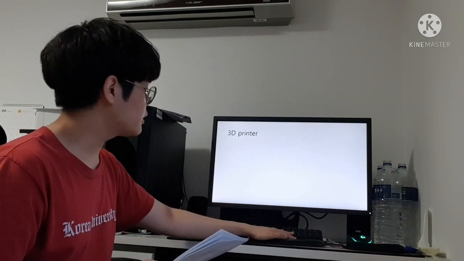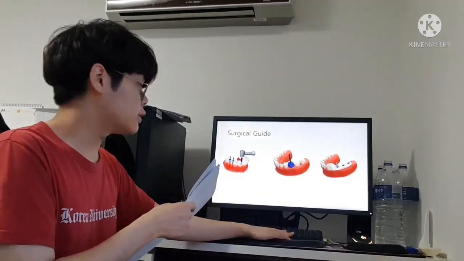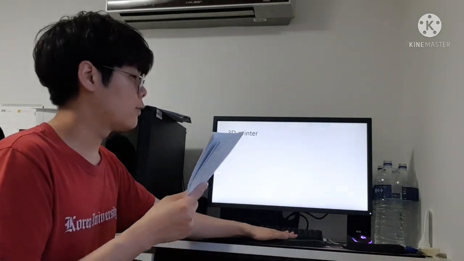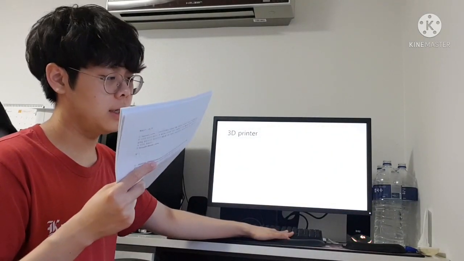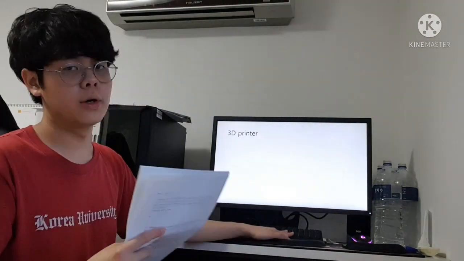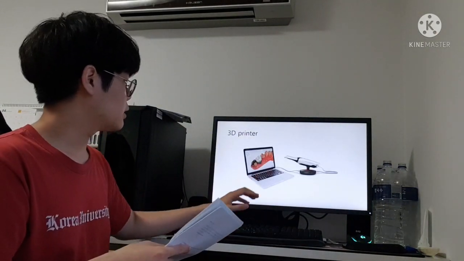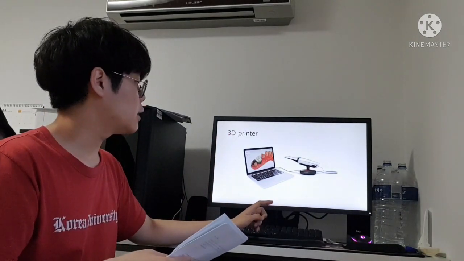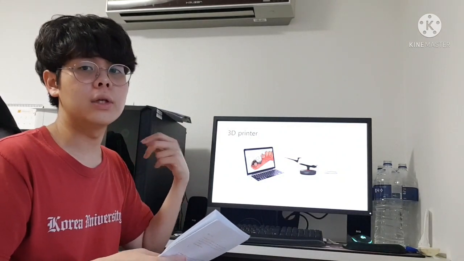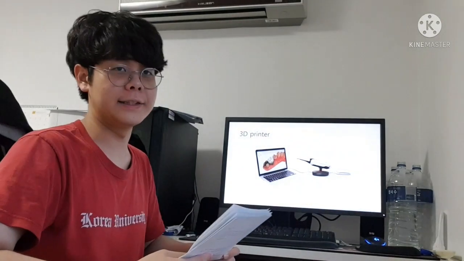And using a 3D printer, we can make implants or surgical guides much faster. For that, we need to scan our mouth to make things with the 3D printer. With a scanner like this, we can scan the 3D structure of our mouth, and then we can make implants or surgical guides.